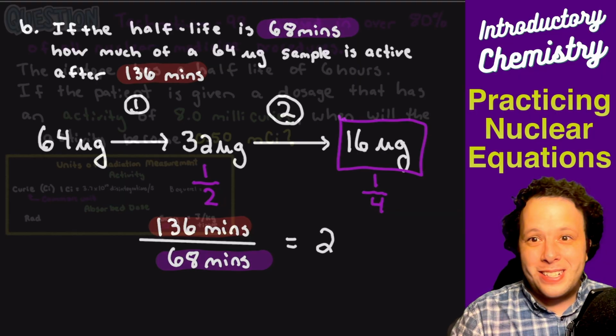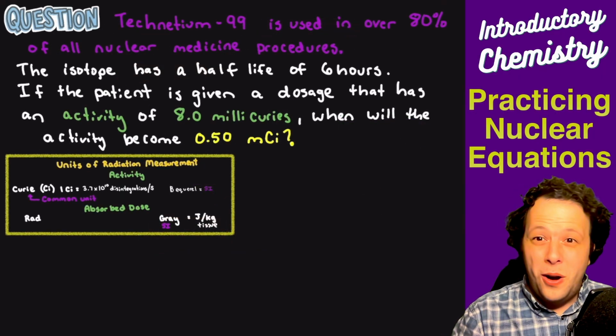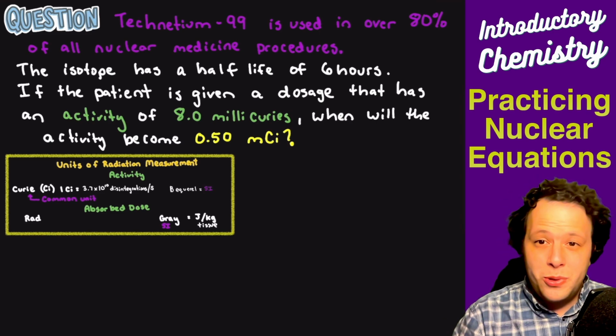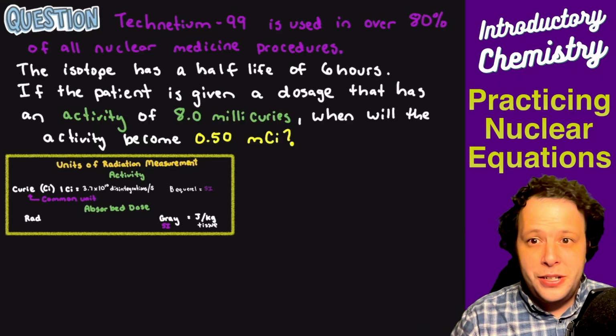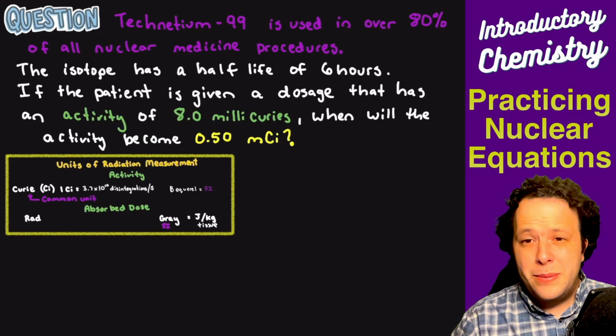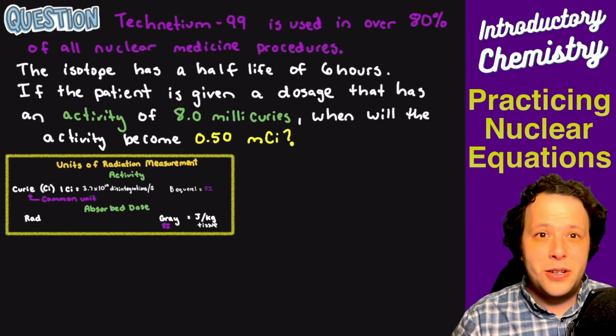Let's look at another example. Technetium is used in over 80% of all nuclear medicine procedures. The isotope has a half-life of only 6 hours, which makes it really good for medical imaging, or if you want to keep a patient overnight for observations, or bring them in multiple times over the course of a week. You can really track the progress of how this isotope will work.